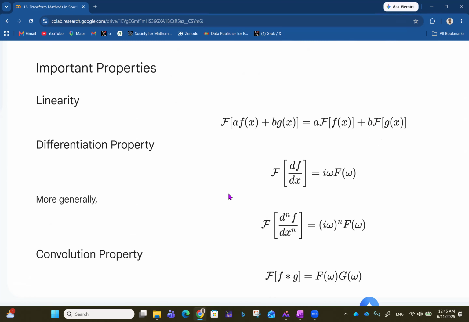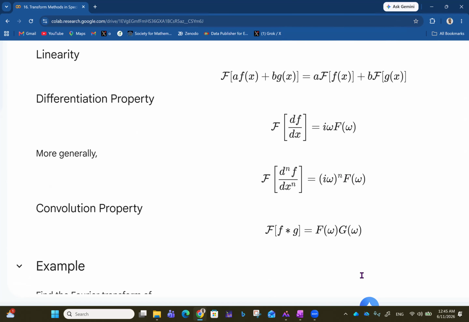Then you have the differentiation property. So the Fourier transform of df dx is simply the same thing as i omega times F of omega. And more generally, we can say that the Fourier transform of the nth derivative of the function f with respect to x is i omega raised to the power n times F of omega. Then we have the convolution property, which says that the Fourier transform of f convolved with g is the same thing as F of omega multiplied by G of omega.